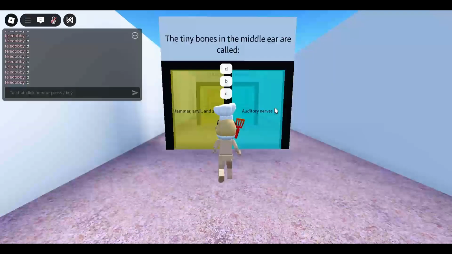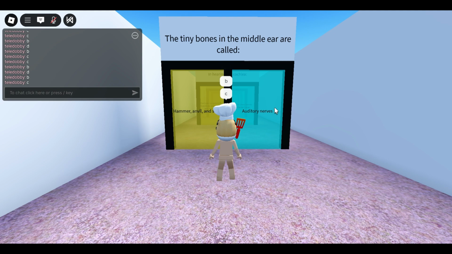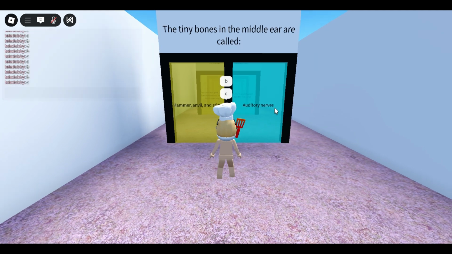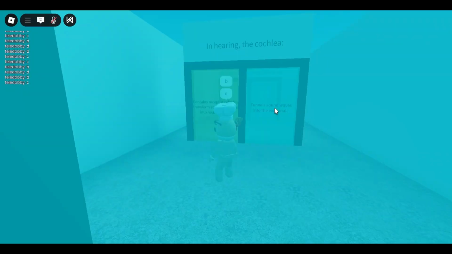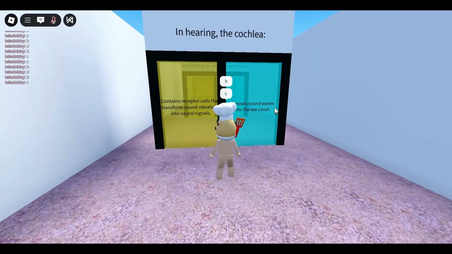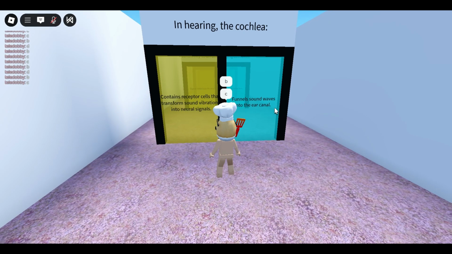The tiny bones in the middle ear are called the hammer, anvil, and stirrup, so this question is actually wrong. In hearing, the cochlea transforms sound vibrations into neural signals.